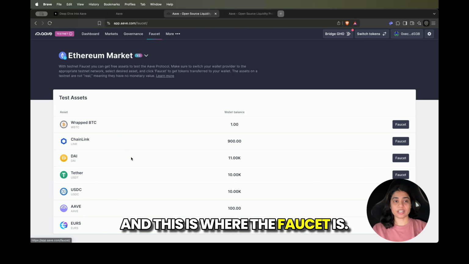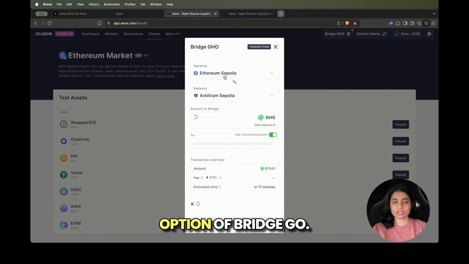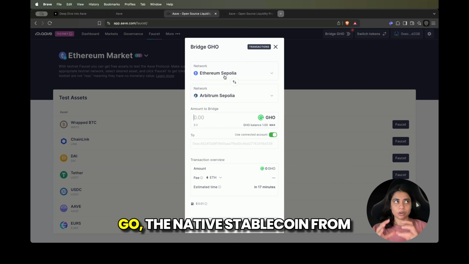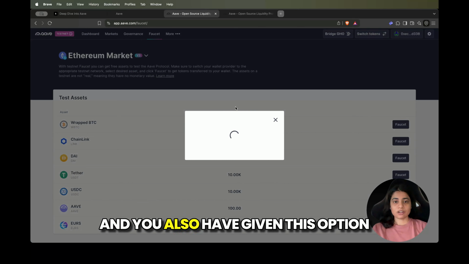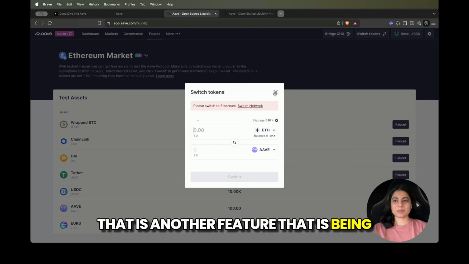And this is where the faucet is. This is just applicable to testnet. And then we have this option of bridge GHO. So basically, you can bridge GHO, the native stablecoin, from one network to another network. And they also have given this option to switch tokens, which is basically to swap tokens. That is another feature that is being supported here.